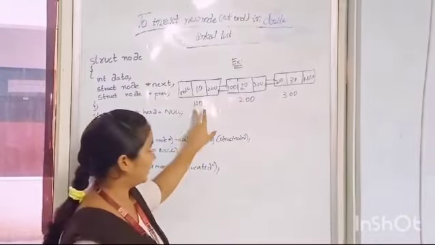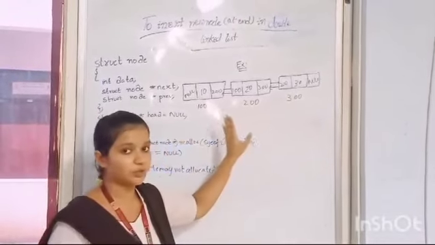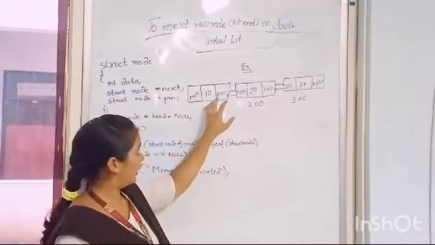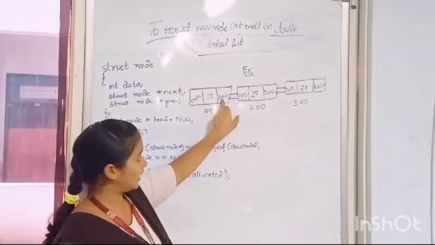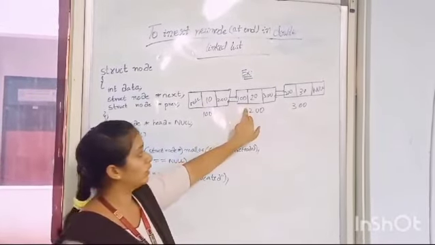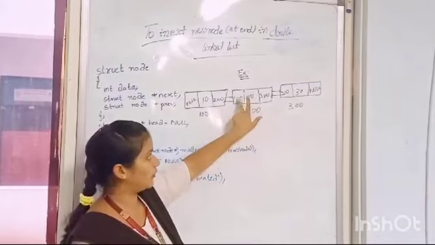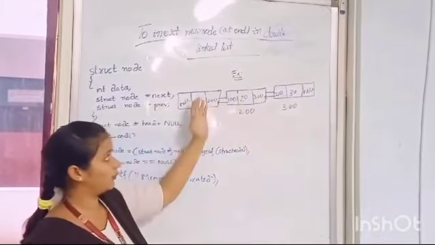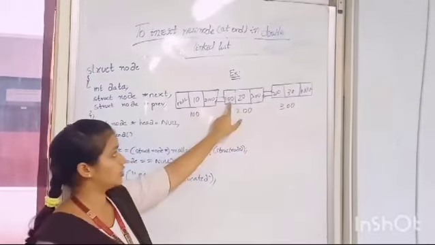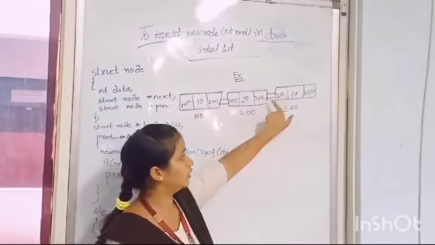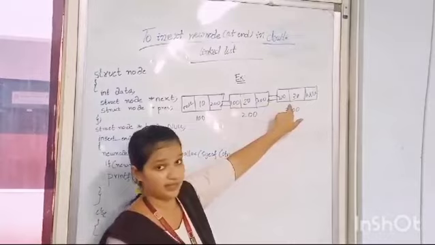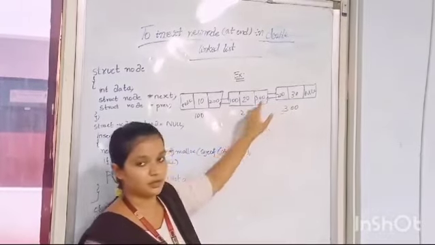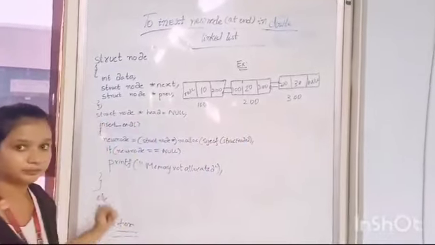Here we have 10, 20, 30 as the data values given by the user, and here 200 is the address of the next node. In the 200 node we have the previous part and the next part. In the previous part we store the address of this node, which is 100, and in the next part we store the address of the next node, which is 300. So now we look into the code.